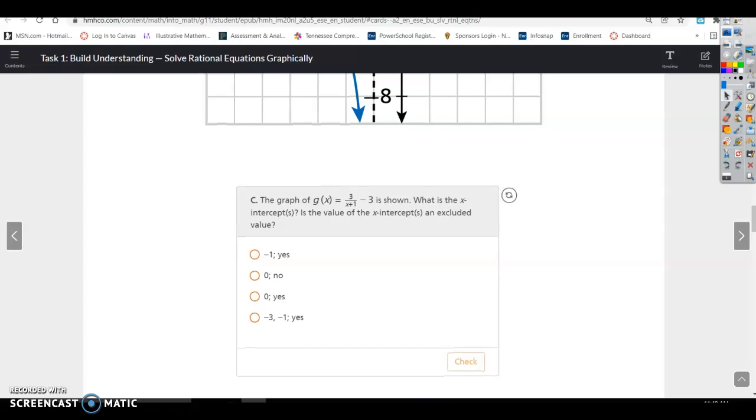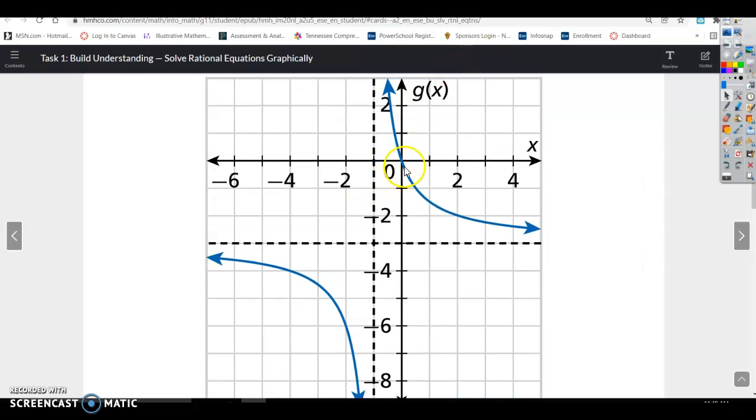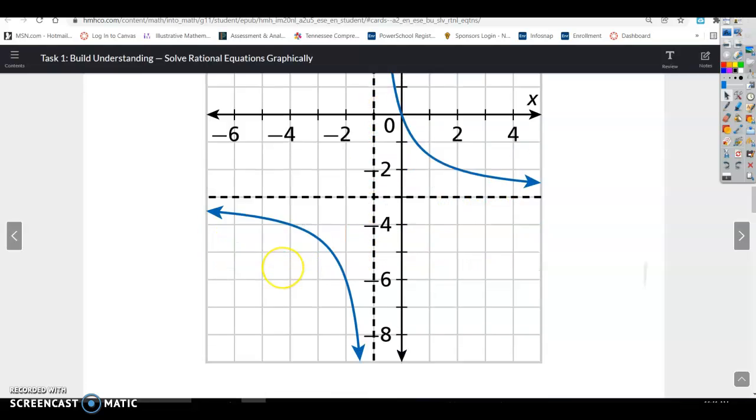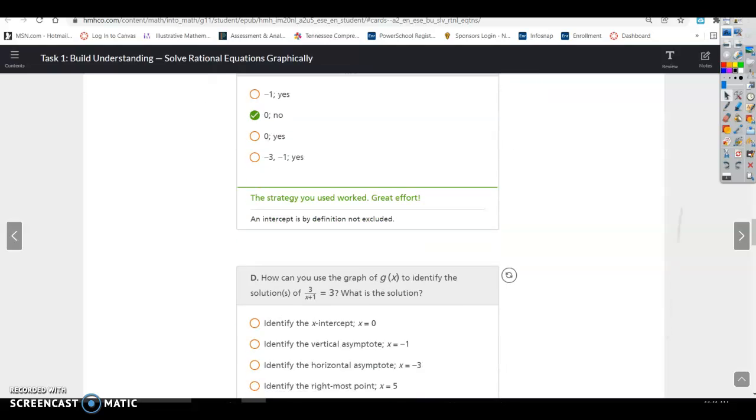All right, it says the graph of g of x equals 3 over x plus 1 minus 3 is shown. What is the x-intercept? Is the value of the x-intercept an excluded value? Here's the x and y axis. The x-intercept is 0, and no, that's not an excluded value. The only excluded values would be here at the asymptotes. So 0 is the x-intercept, and it is not an excluded value.